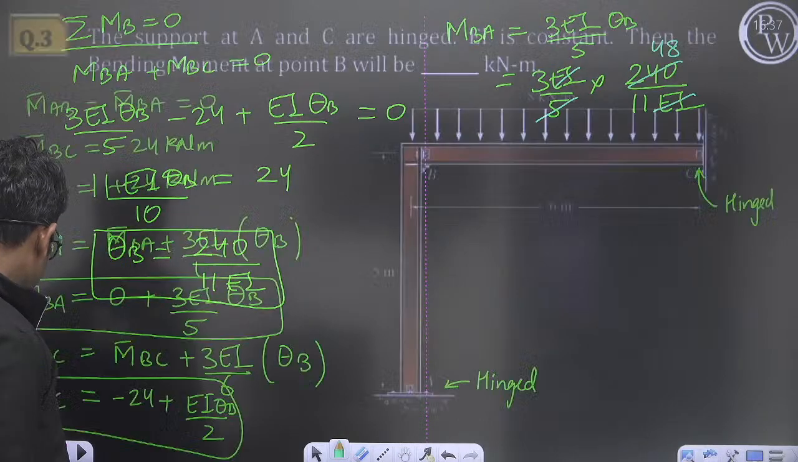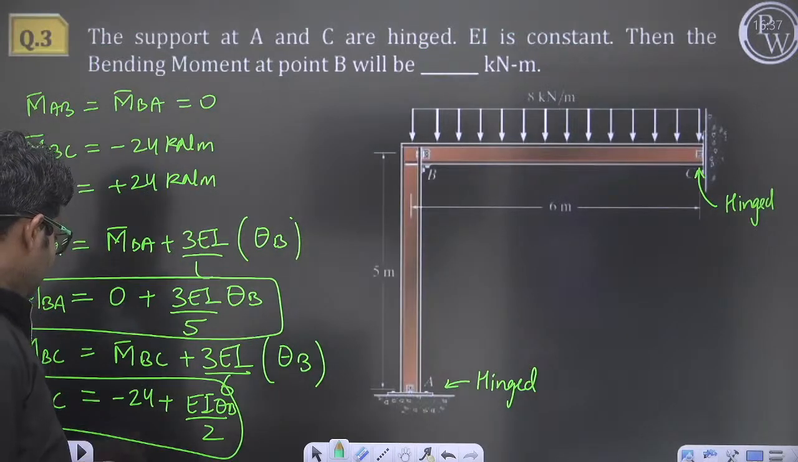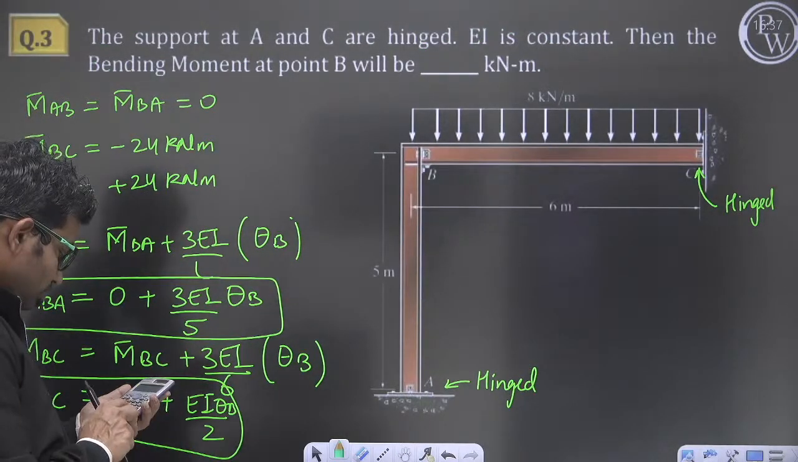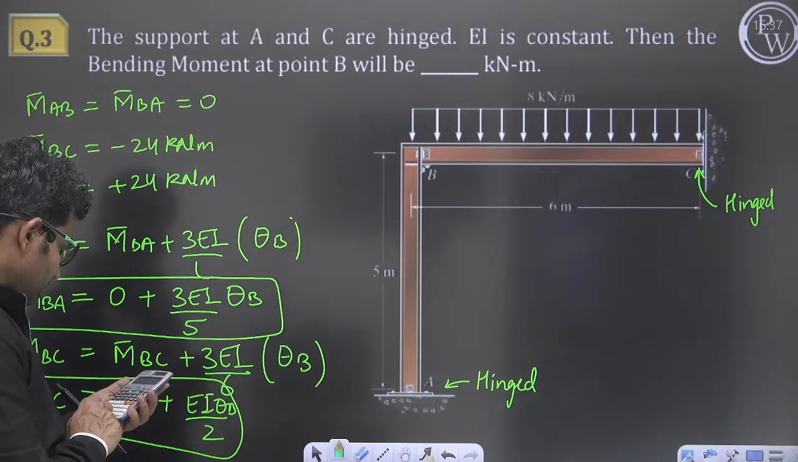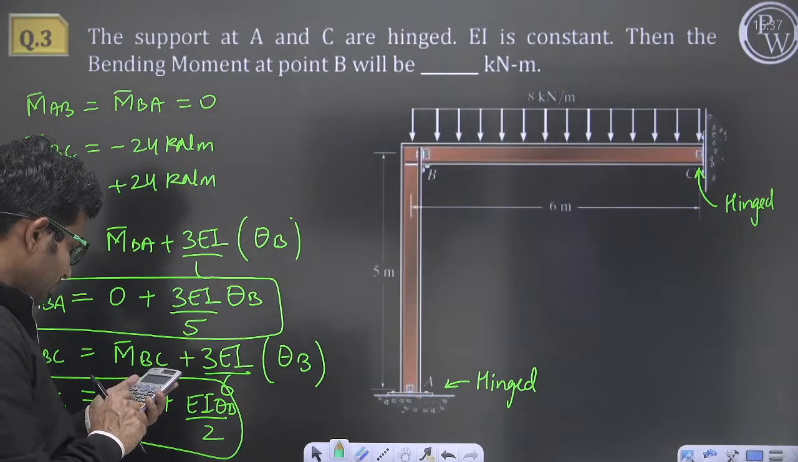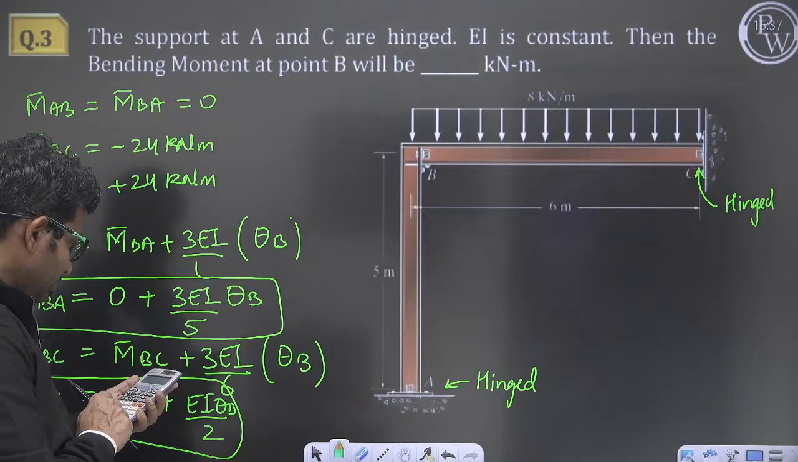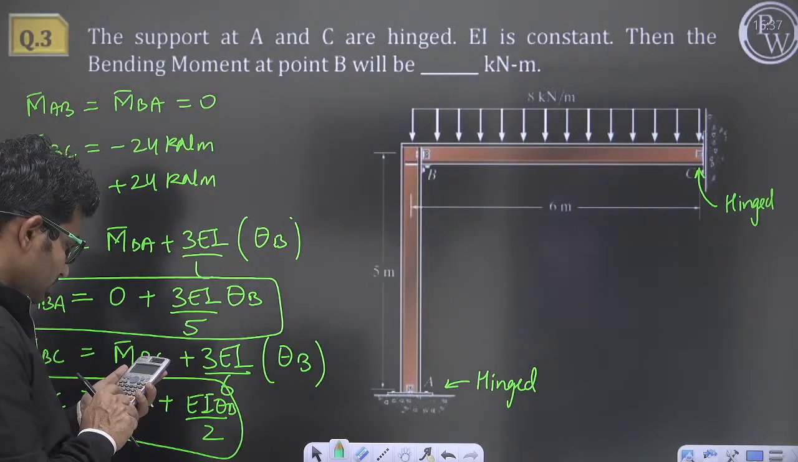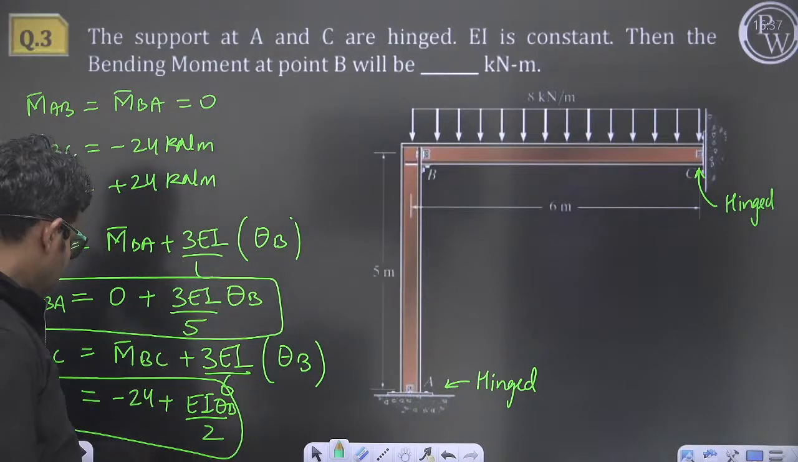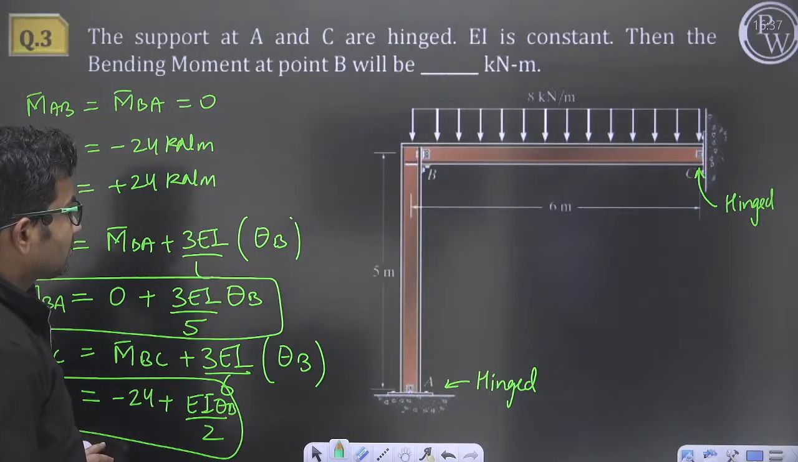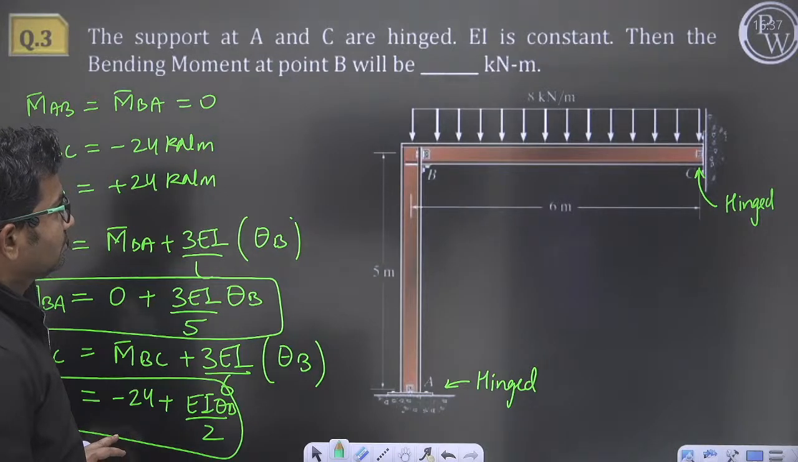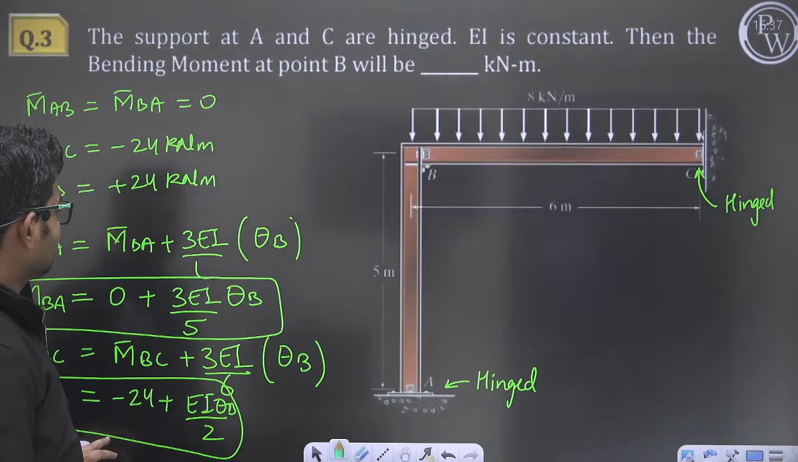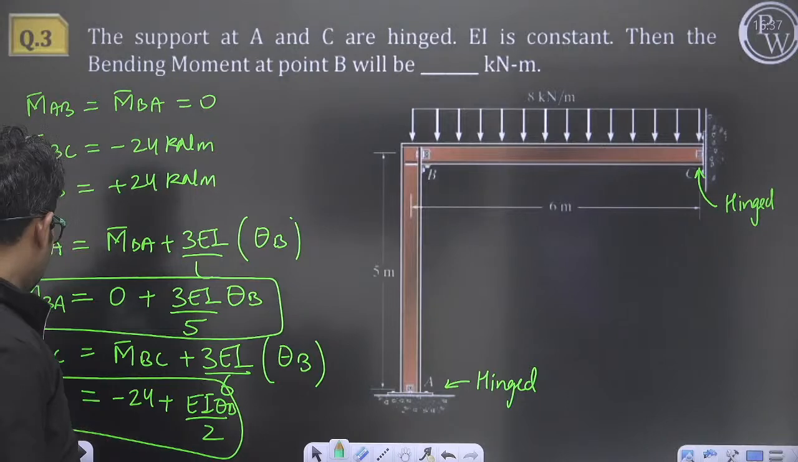If I calculate from here, minus 24 plus EI theta B by 2, so EI theta B by 2, 240 divided by 2 divided by 11, minus 24, gives 13.09. MBC.